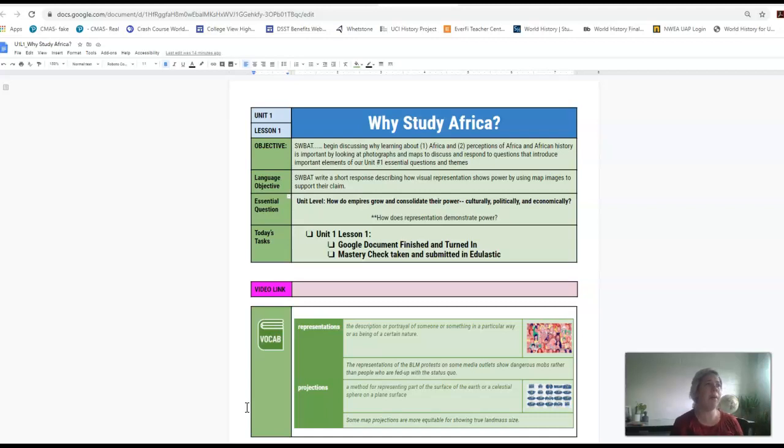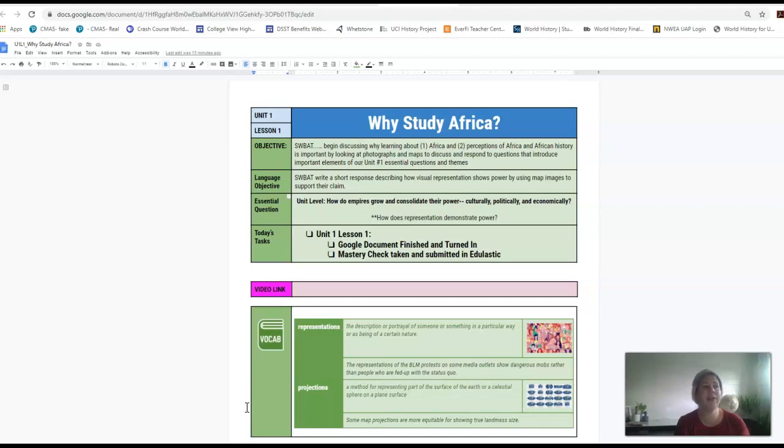So if you remember from our day 2, I think we went over what to expect in this class, and we're going to study Africa, we're going to study the dynasties of China, and we're going to study Mongolia in this first unit. So we are looking here at why do we study Africa.